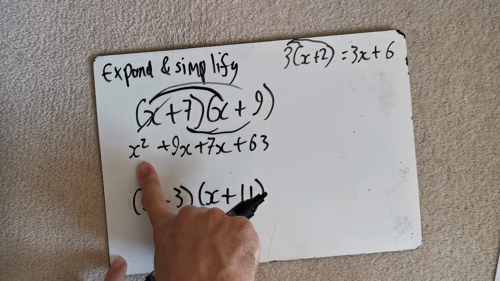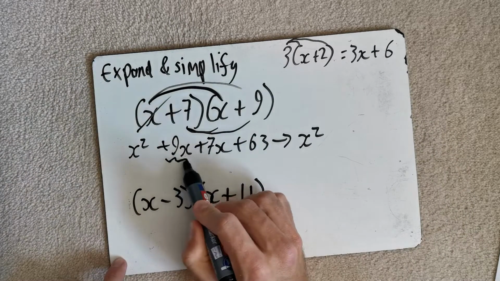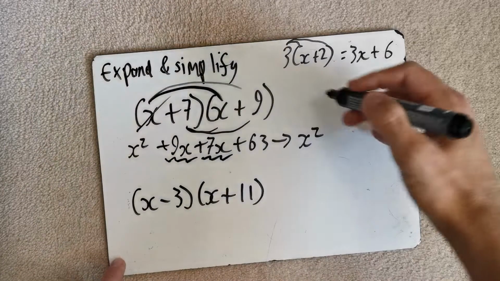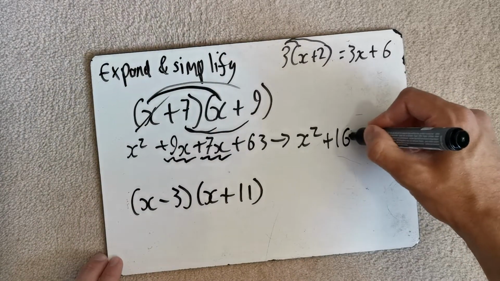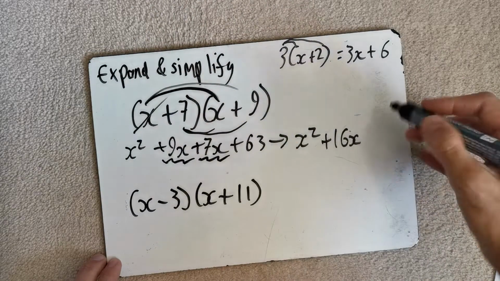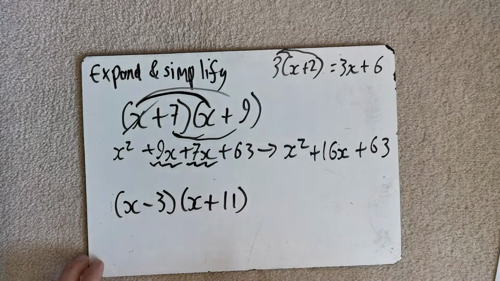There's only one x squared, so it just stays as x squared. We've got a 9x and a 7x, so we can simplify them together, add them together to get 16x, okay? Then we've just got a number on its own, that stays as 63, okay?